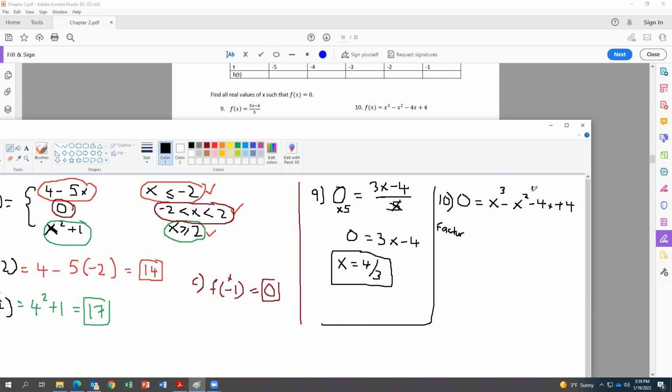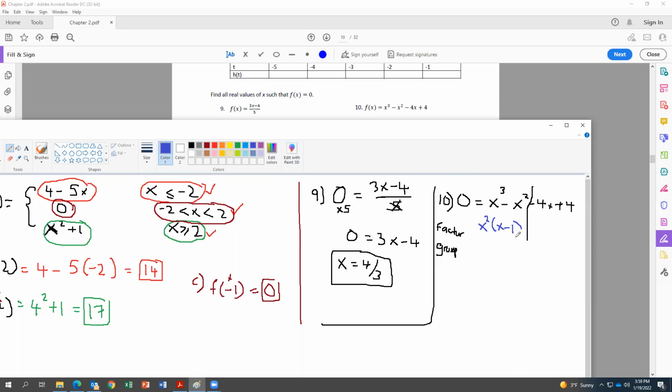So you have to factor this. It's a four-term factor, so you have to factor by groups in this case. How do we factor by group? Cut this into half and find the common factor. If you look at the first two, you can actually factor x squared out.